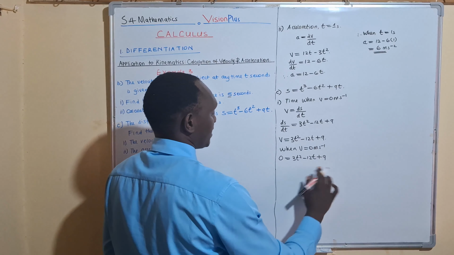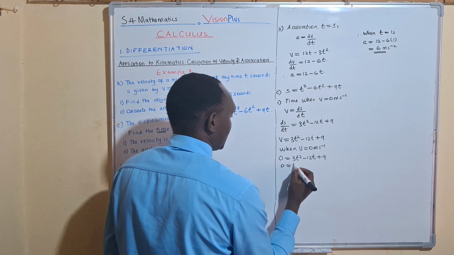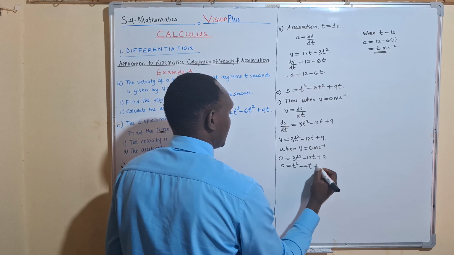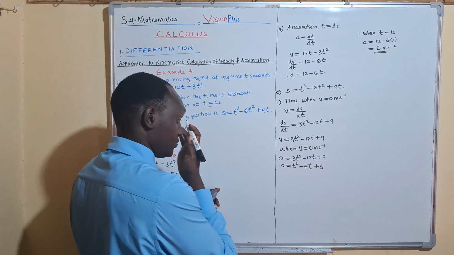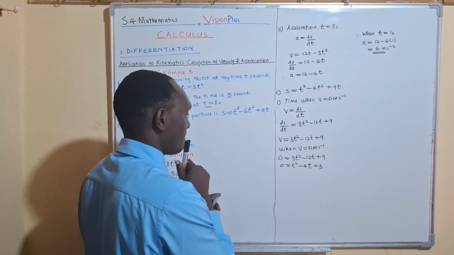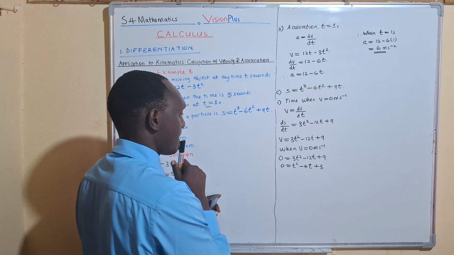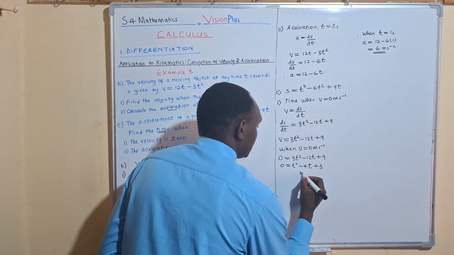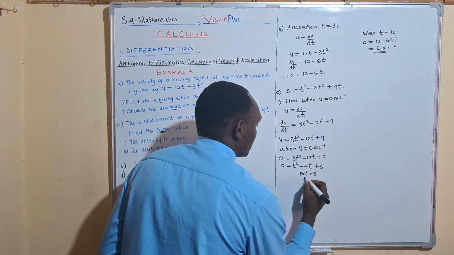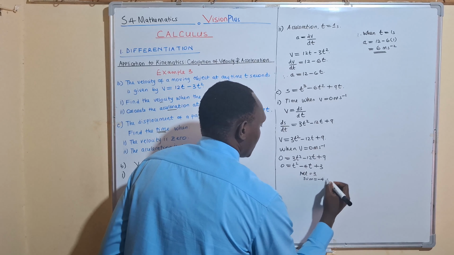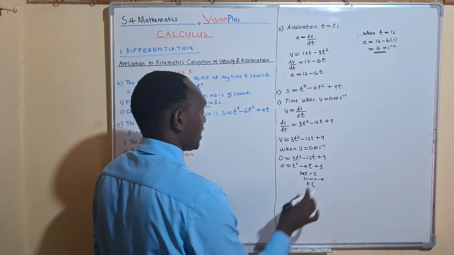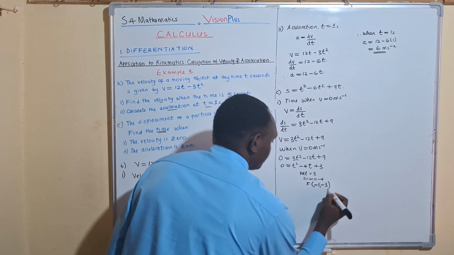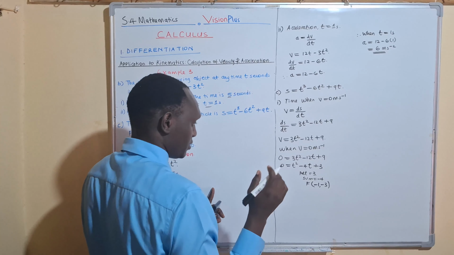I can divide all the terms by 3 to simplify it, to make the terms smaller. I have here t squared minus 4t plus 3, on dividing through by 3. Then I factorize. What is our product here? Our product is 3. Our sum is negative 4. What are the factors? Two numbers that if you multiply, you get 3, and if you add, you get negative 4. That is negative 1 and negative 3.